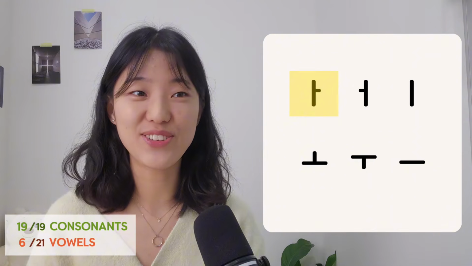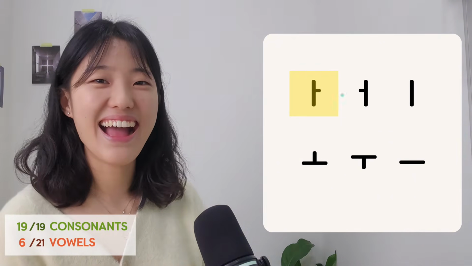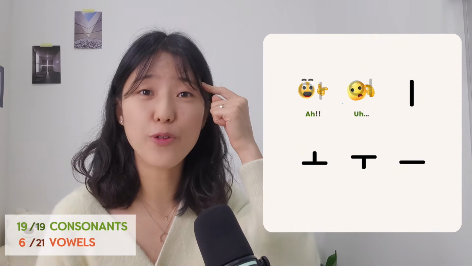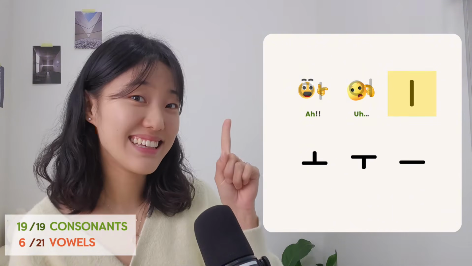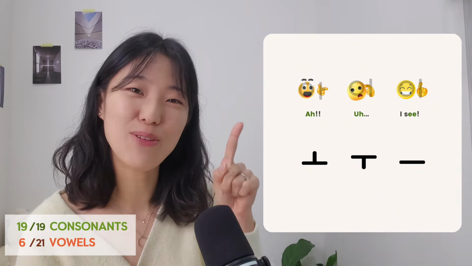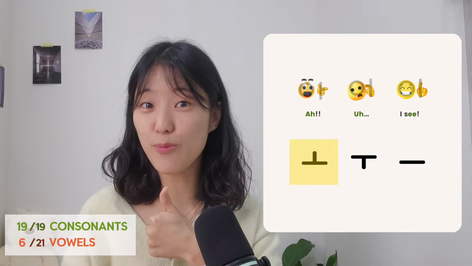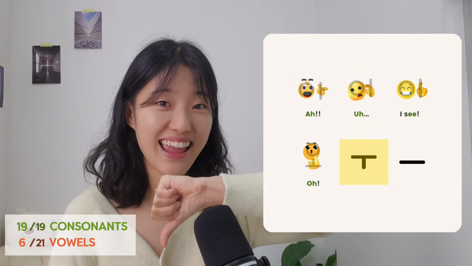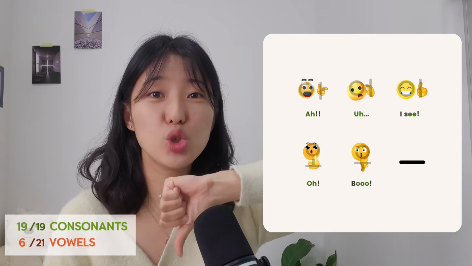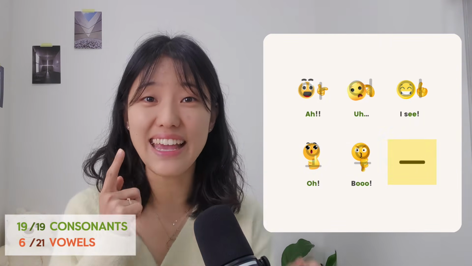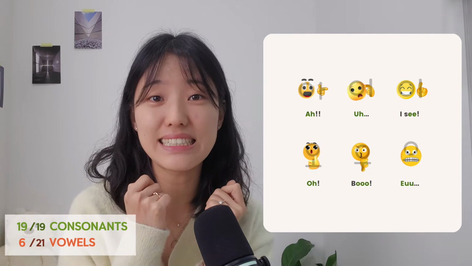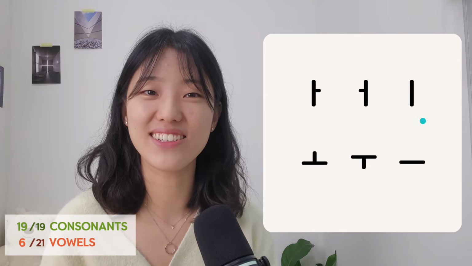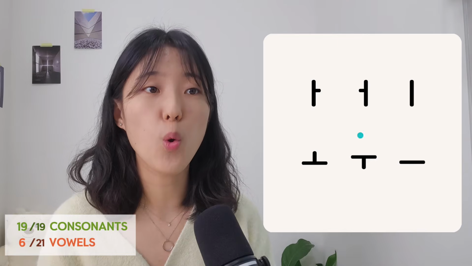Let's review. The first one, do you remember? Ah. And the next one, follow me. O from O. And the next one, I see. E from I see. And the next one, the thumbs up, remember? O from O. And the next one, what about this? Oo from boo. And the last one, the mouth shape goes like oo. Oo from oo. So this one is E from I see and oo from oo. All together become A, O, E, O, U, U.